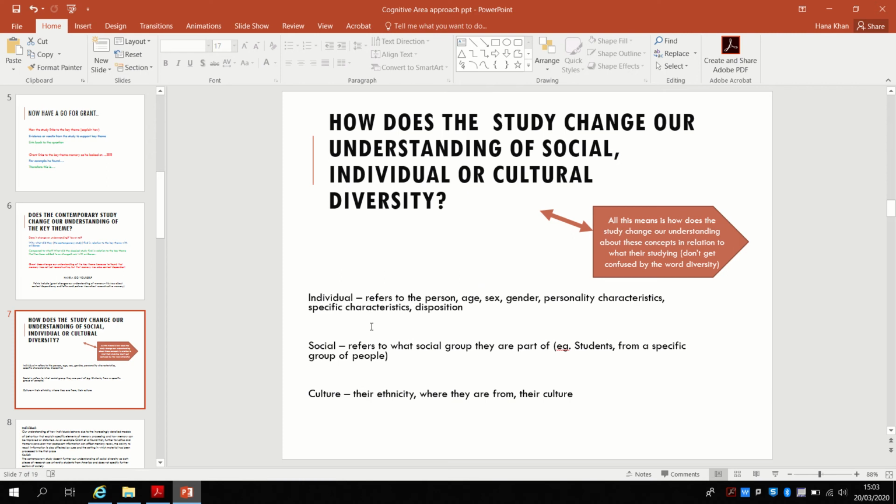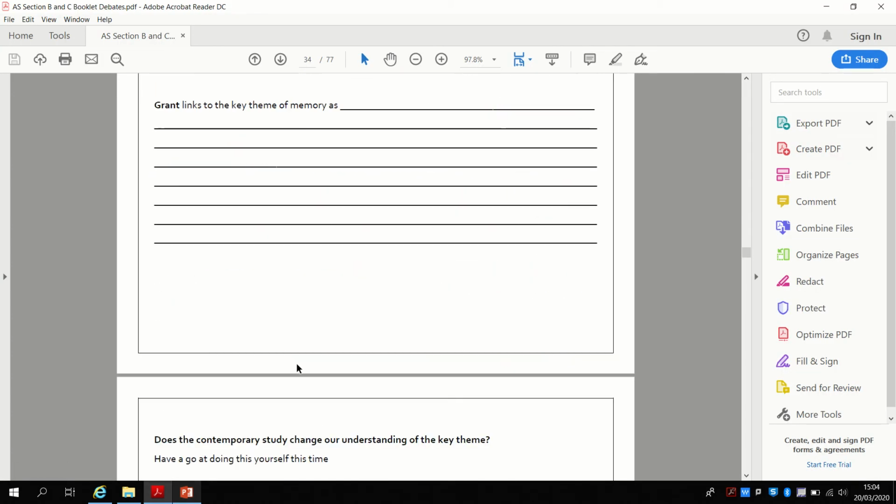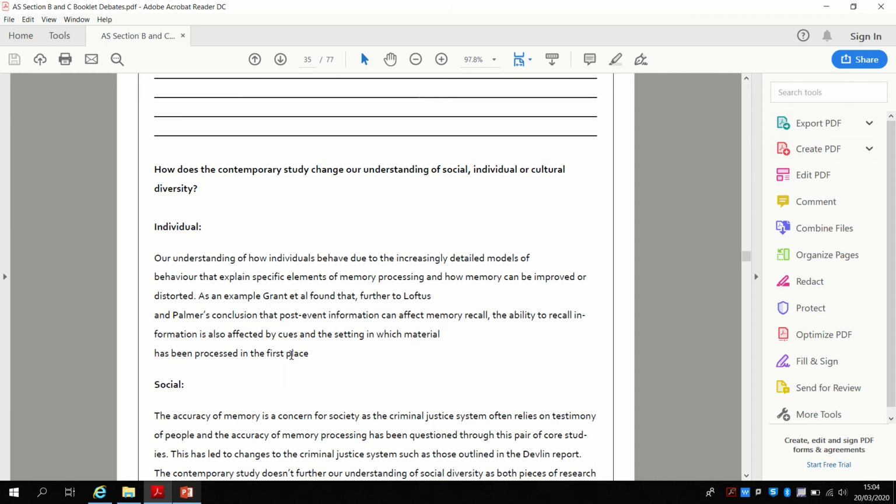Okay, and then we've got how does the study change our understanding of social, individual or cultural diversity? You have your OCR handouts that I gave you out in class, but it's also in your booklets itself. You can see in the booklet, if you scroll down, it tells us how the contemporary study changes our understanding of what we know about social, what we know about individuals, and what we know about culture.